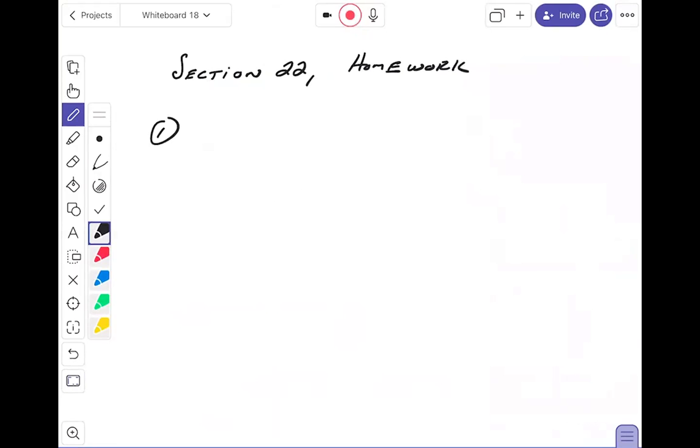Problem number 1. What does it say? Solve. I'm going to write this down for you. It's a radical equation. The radical is a square root. And what does it say? It's the square root of 3x plus 1 is equal to 4.